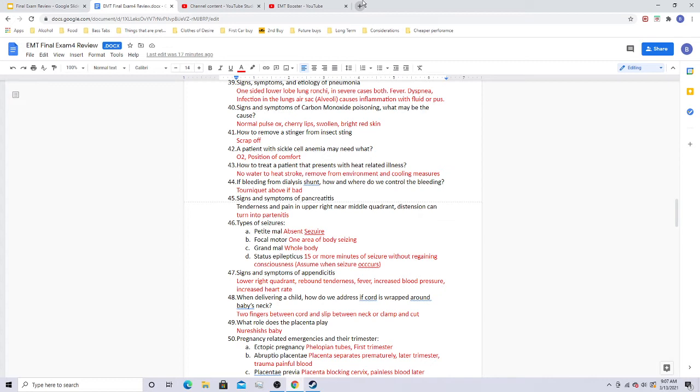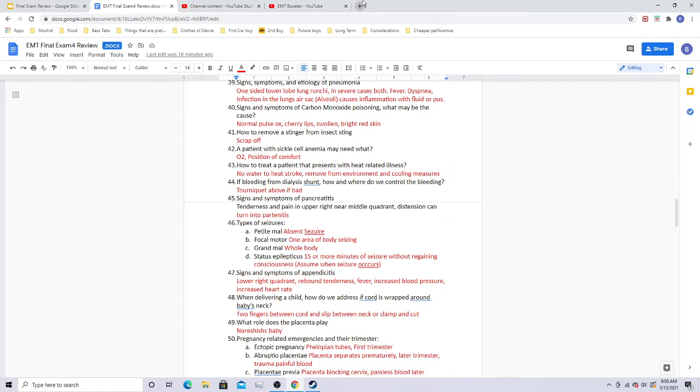This is also known as a nuchal cord. Two fingers between the cord, slip it over the neck, or clamp and cut. Always, when you're cutting the umbilical cord, clamp and clamp, cut in the middle. You want to give as much space as possible, and you don't want to cut near the neck, but in emergency situations, you have to make calls so that the baby doesn't die and the mom doesn't die.